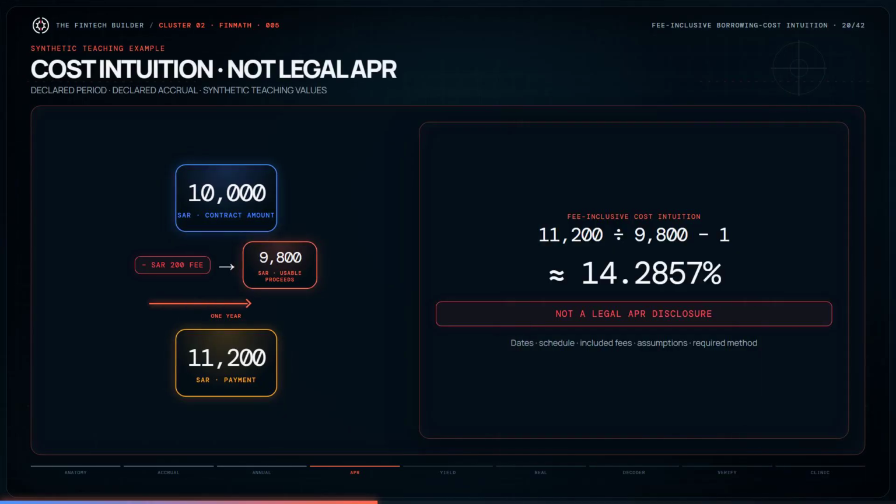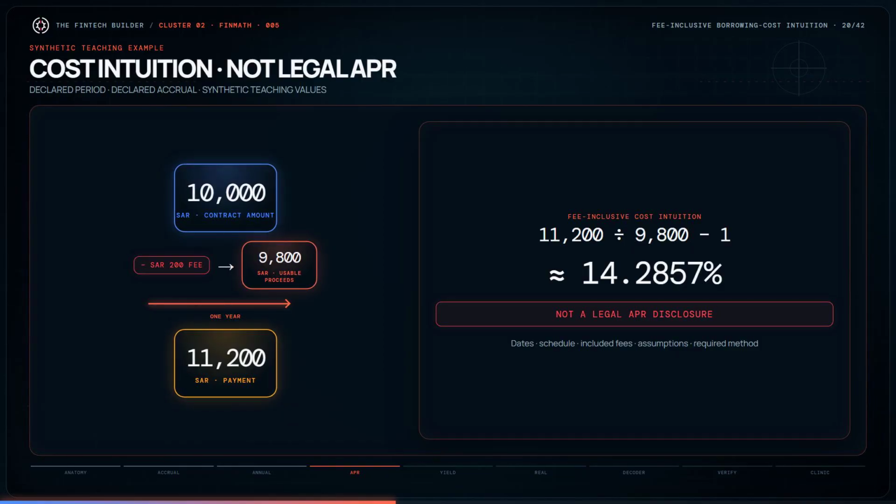Consider a synthetic one-year loan. The contract says 10,000 reals, but a mandatory 200 real upfront cost leaves only 9,800 of usable proceeds. 1 year later, the borrower pays 11,200. Comparing the payment with the usable proceeds gives a simple one-year cost intuition of 14.2857%. This demonstrates why a borrower's cost can exceed the stated interest rate, but this is not automatically the legally disclosed APR. A compliant APR depends on the governing rules, dates, payment schedule, included fees, assumptions, and required calculation method.